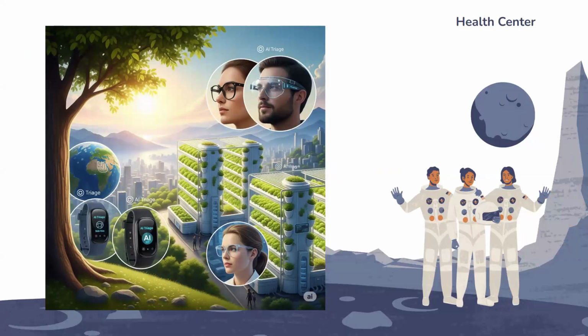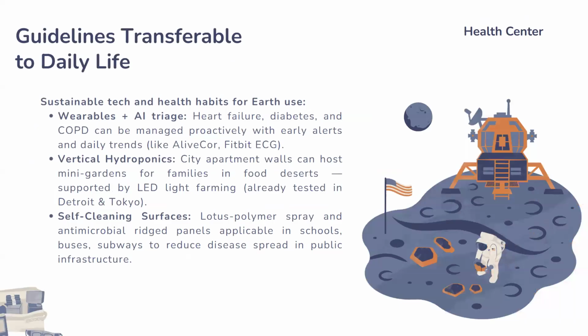This is again an illustration of all the things that we have learned from space and algorithm Mars. These technologies we can use on Earth. Now, guidelines that can be transferable to daily life on Earth. As we saw, a lot of operational protocols we can also use on Earth.